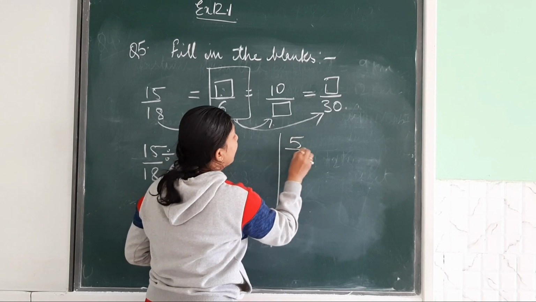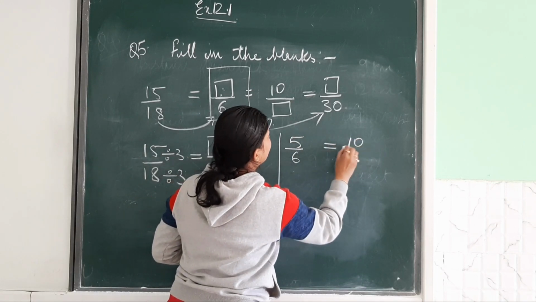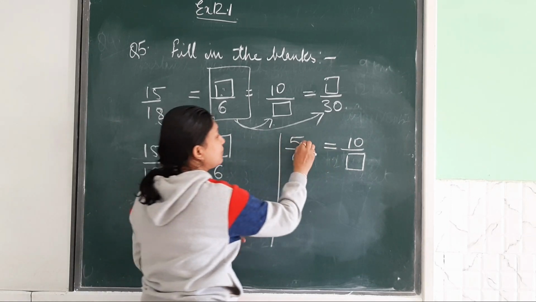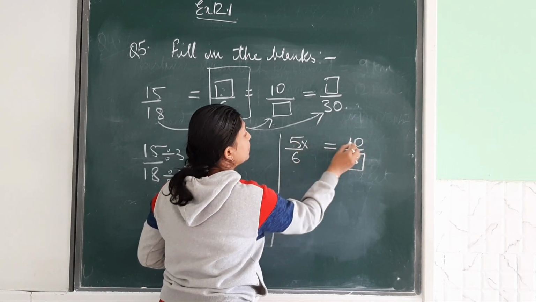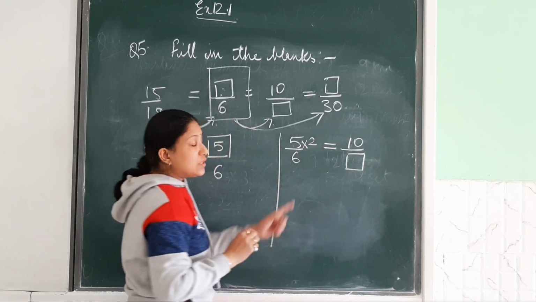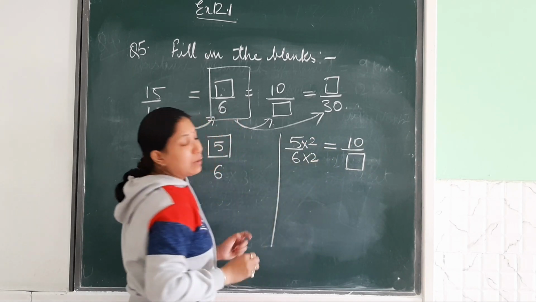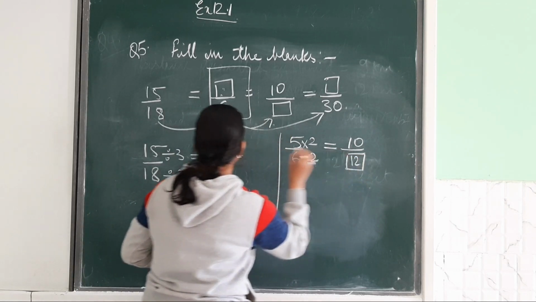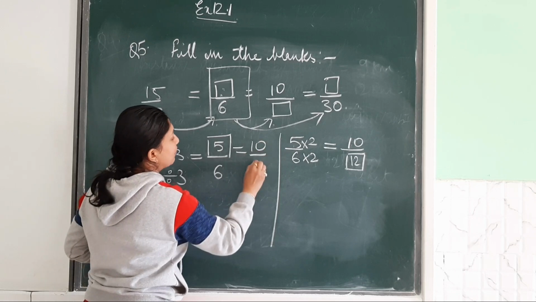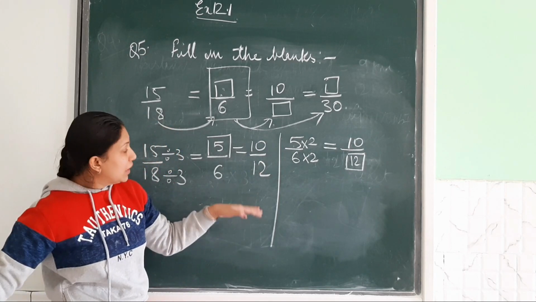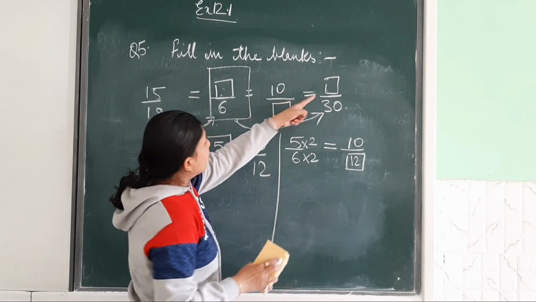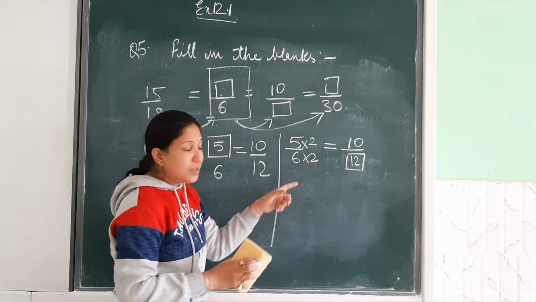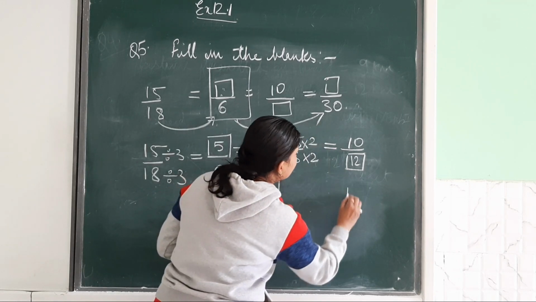So now what we have, 5 by 6, you compare 5 by 6 with this number. Now it's easy. 5 times what you multiply, you get 10? It's 2. Same number you will write down here and multiply it with the same number. So 6 times 2 is 12. So we got another number, 10 by 12. Then what do you have? Then again you have one more blank. You will write down this much with pencil, solve it. Then again write down the same number.